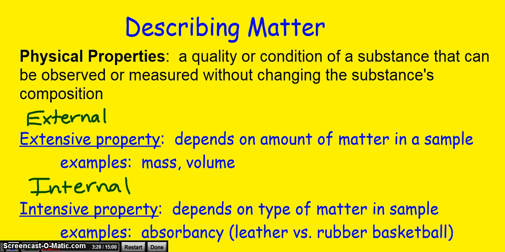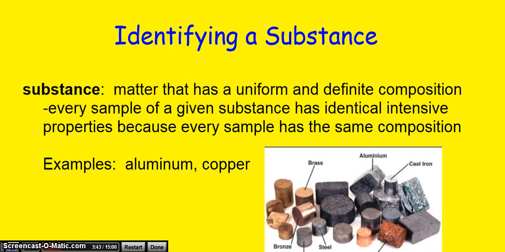If something has a particular color, whether I cut it into little pieces or maintain a larger sample size, that color is due to the properties of the dyes or the compounds inside that substance. We're going to use the term substance to describe many different materials that we work with, but when we use that word, we're specifically talking about something with a uniform and definite composition. So uniform means the same.